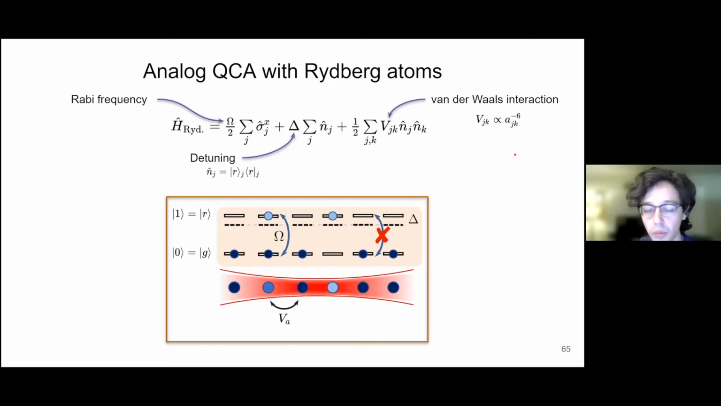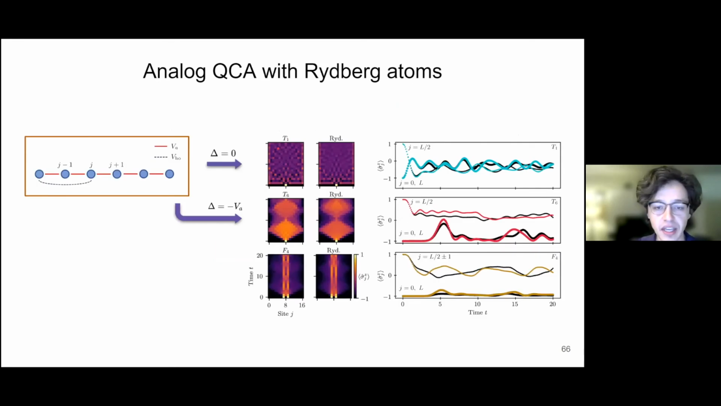And so all we need as external parameters turns out to be the detuning, properly set, to simulate various QCA. And so here are some of those results. For the one-dimensional or nearest neighbor T rules, we show rule T1 can be simulated with a detuning of 0, and the Goldilocks rule T6 can be simulated if we set the detuning to minus the nearest neighbor interaction energy.